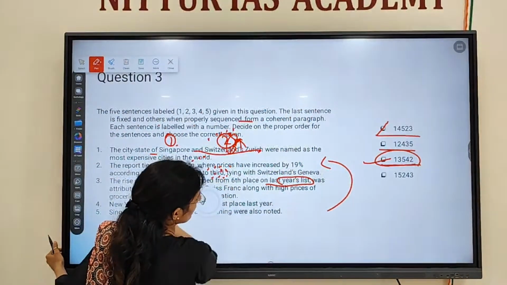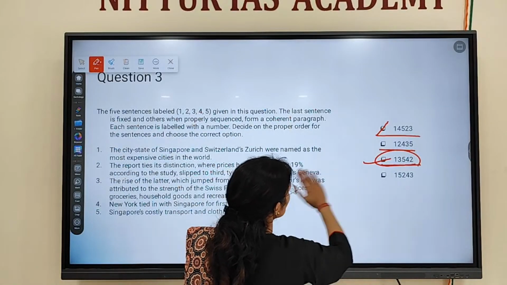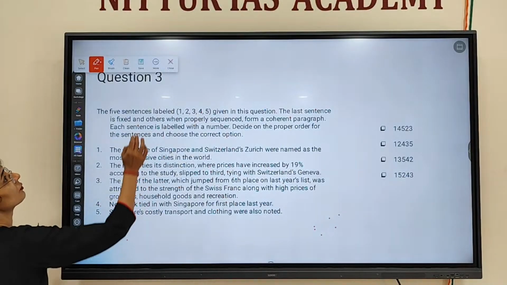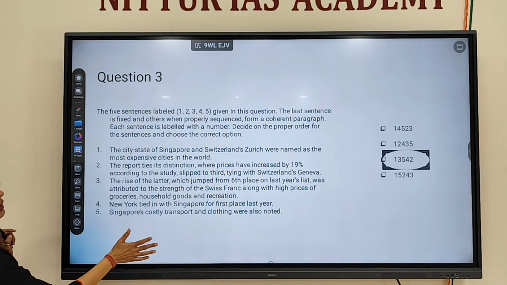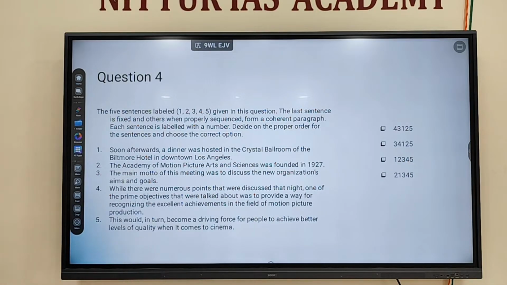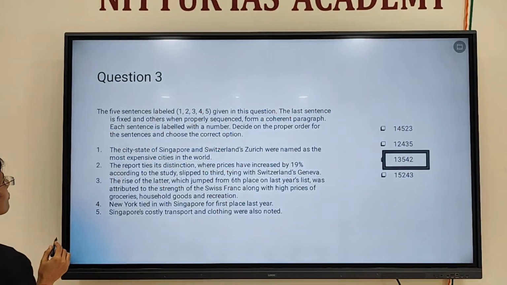Kind of a bit, I must not say difficult, tricky. Yeah, tricky is the better word. A bit tricky. The answer is 1, 3, 5, 4, 2. Moving on. Last sentence is fixed. Okay.